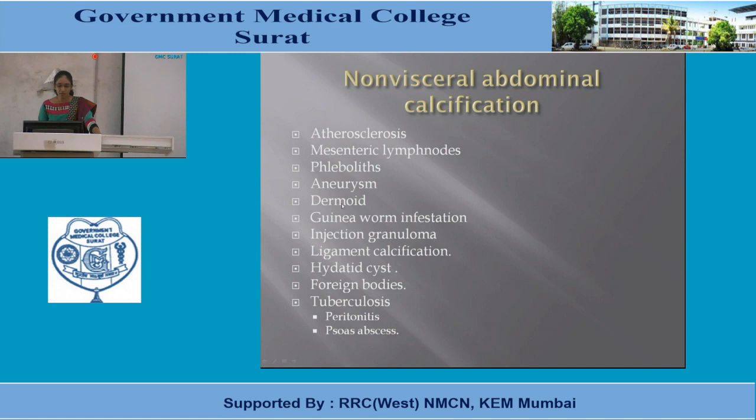Aneurysm of the aorta, dermoid. Dermoid can be present in ovaries. Typically, dermoid has tooth-like calcification within it.